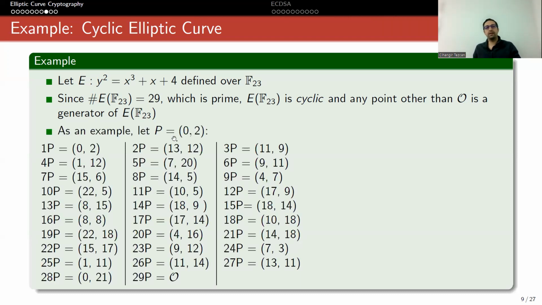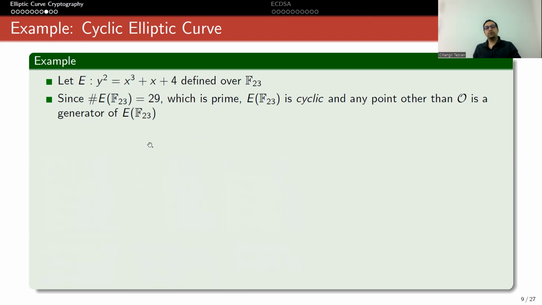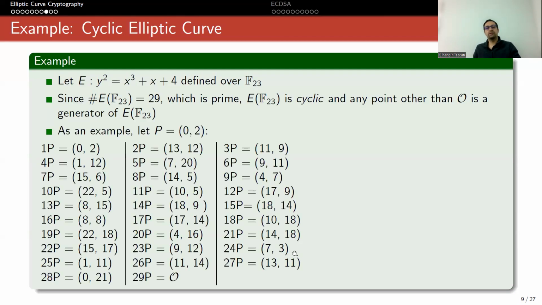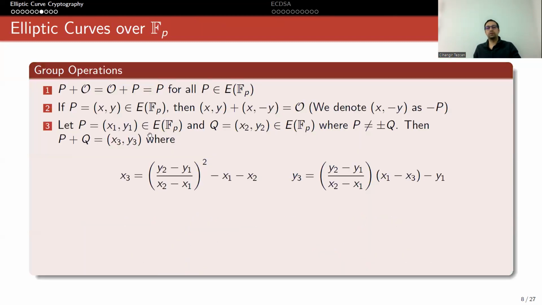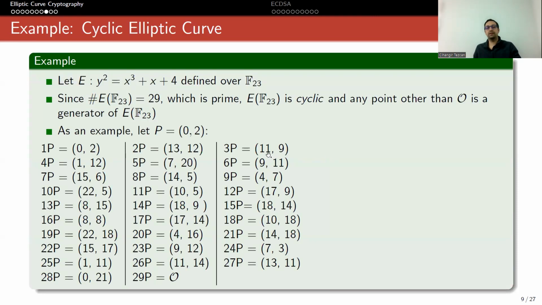This means that take a point, for instance, P, whose coordinates are (0, 2). Add it to itself by using this formula. You will see that it is this point, (13, 12). Add P to this one. Now you need to use this equation because P and 2P are two different points, and it will give you this point. Keep adding P to itself. You will realize that you end up with (0, 21). This is actually minus P. So you add it to itself and obtain the identity element.